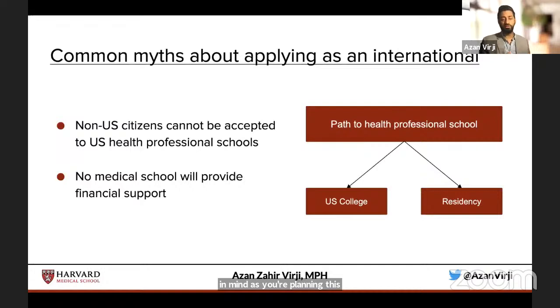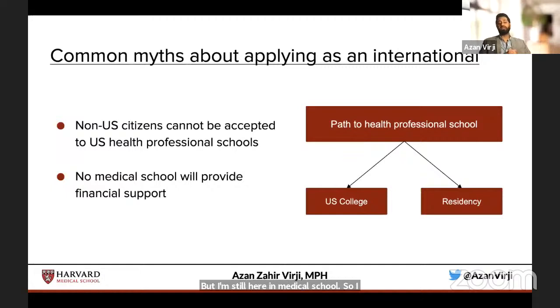And that brings me to the first myth that I definitely want to address, which is that non-US citizens cannot be accepted to US health professional schools. Now, as you can tell, I am a testament that this is false, right? I am on an F1 visa. I am not a US citizen. I do not have a green card, but I'm still here in medical school.